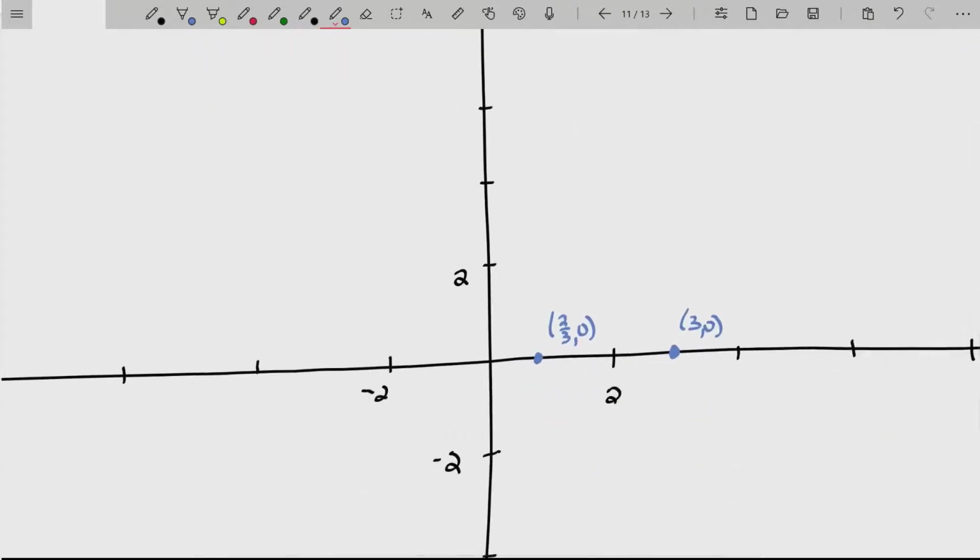Next thing we found was the y-intercept, and as I recall, that was just 9/16. So I'm going to plot a point at roughly a half, so probably right about there. That's 0, 9/16. So far so good.